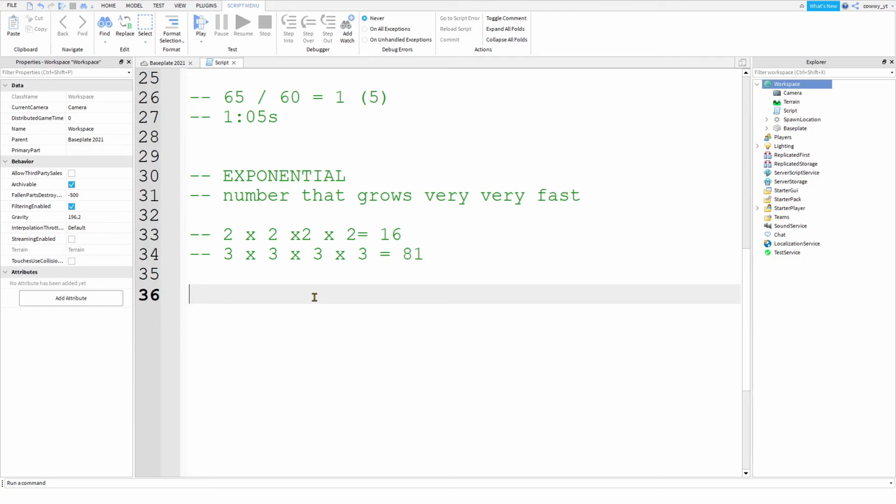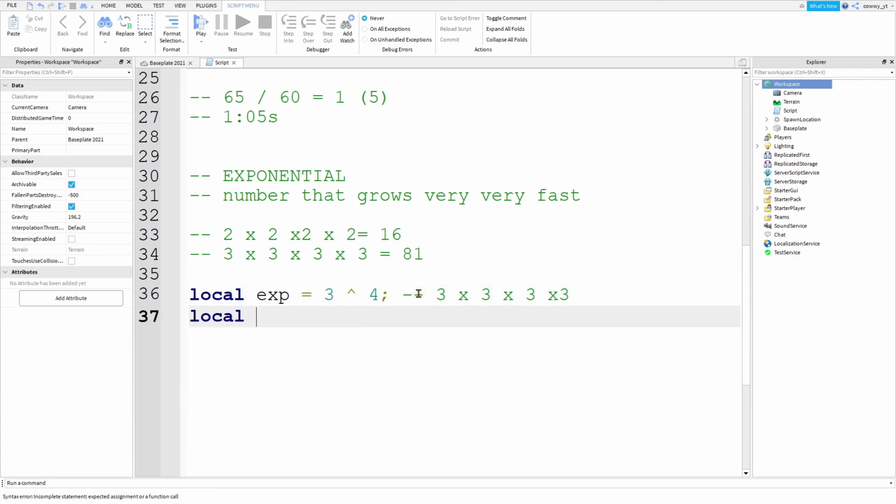Instead of typing all the numbers, we will use the exponential operator to shorten it down. So local exp equals 3, the exponential operator, which is the caret sign, and then 4. What this means is 3 times 3 times 3 times 3. And that is as simple as that. If I want to do it 200 times, then I can say local big equals 3 exponential 200. And this is all you need to know about math operators.